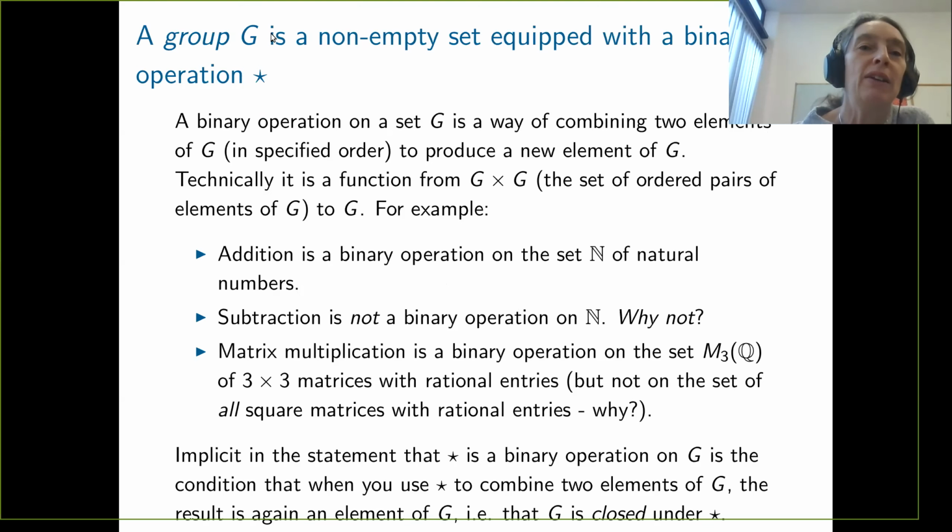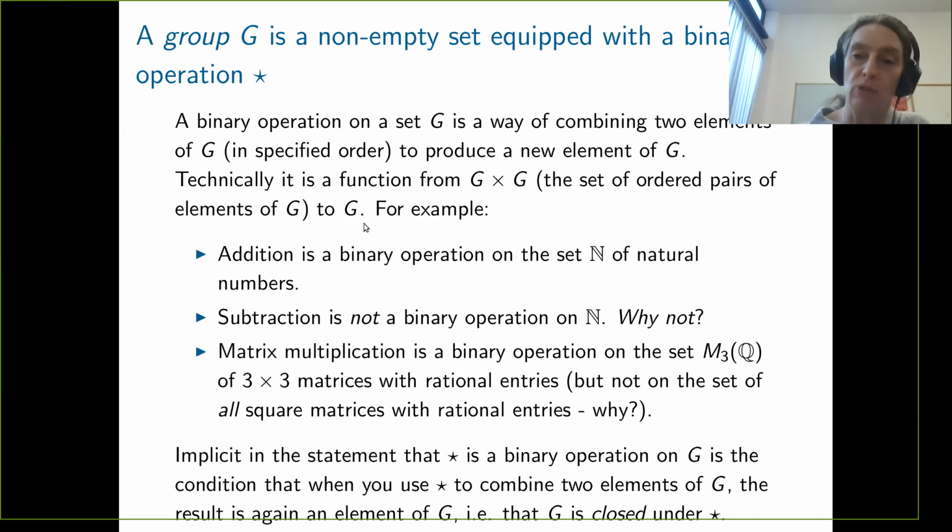First of all, to say that a set is equipped with a binary operation, there's some meaning hidden in that concise statement that we should be aware of and highlight. So a binary operation is a way of combining two elements of the set to produce a new element still in the set. Technically, it's a function from the set of ordered pairs of elements. This G cross G means the set of all pairs of the form XY, where X and Y are both elements of G. So technically, a binary operation is a function from that set which, associated to every ordered pair, gives you back an element of G.